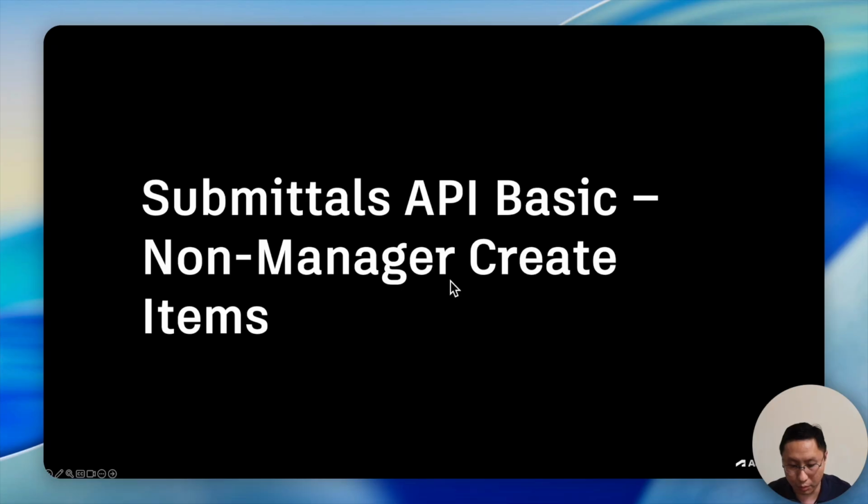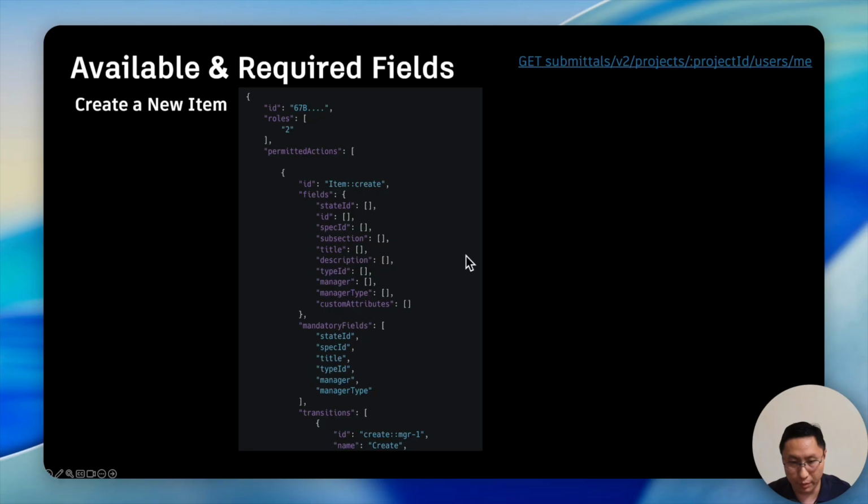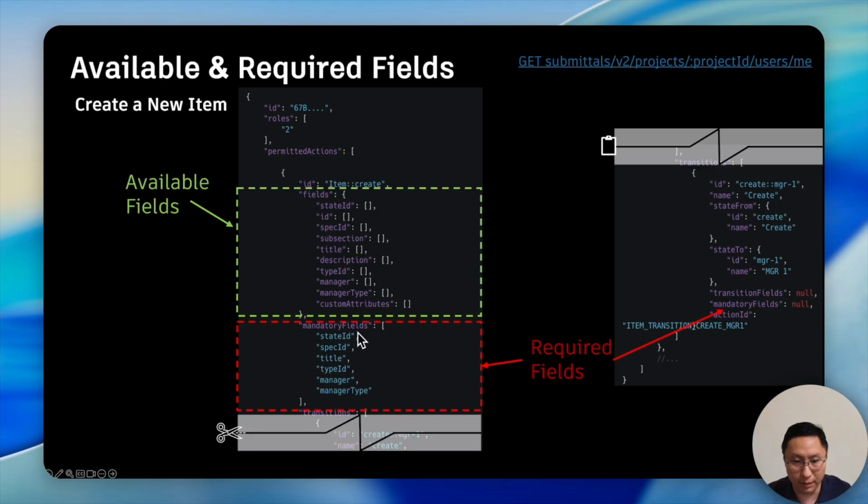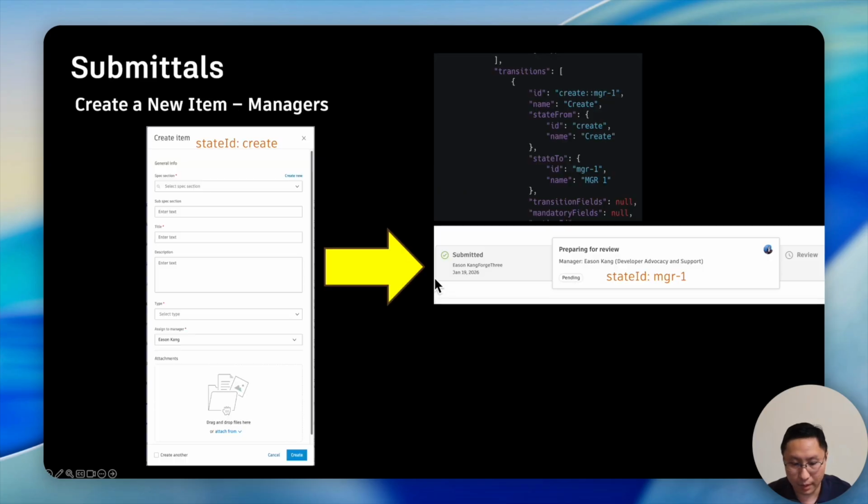Now, after learning how to create an item for a manager, let's look at how to do a similar thing for Submittal users, the non-manager roles. Similar to the manager role, we split the API response into 2 parts because it's too long. Then we can see the available fields here and the required fields in the mandatory fields and here. And for a normal user role, after creating the item, the created item will be transitioned to prepare for review with the state ID mgr-1 immediately.